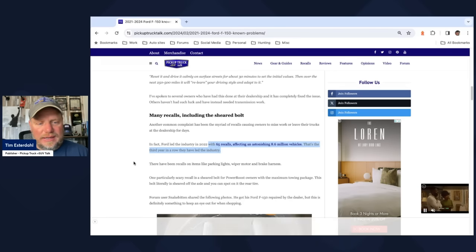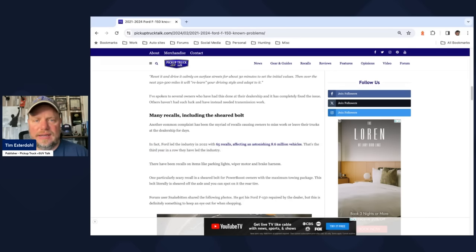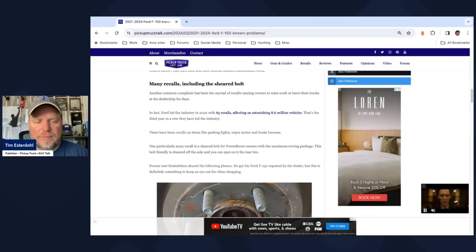So I would anticipate, if you're going to get this truck, and I owned a 2021 F-150, just be aware that you're probably going to have some recalls. There's been recalls on parking lights, wiper motor, brake harness. One particularly scary recall kind of got my attention.